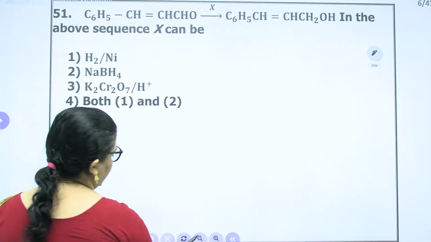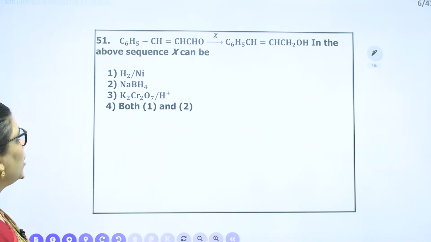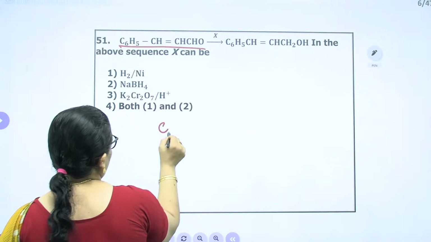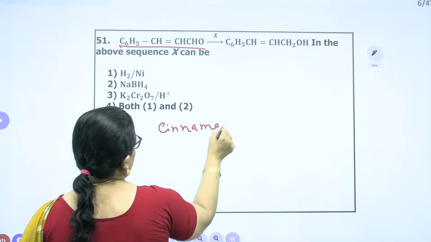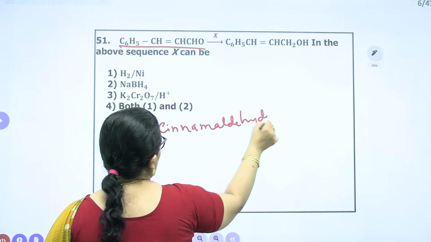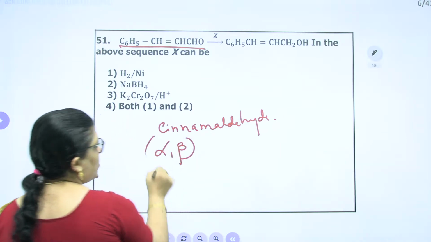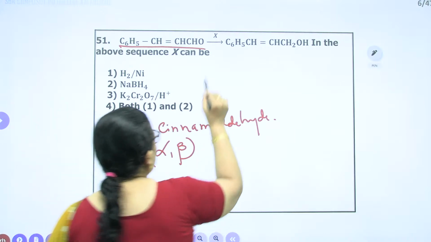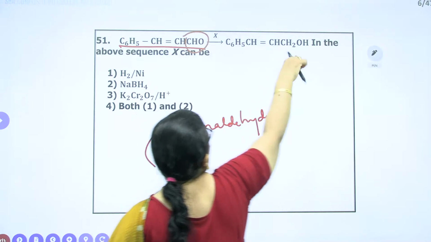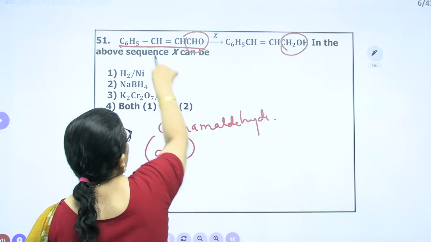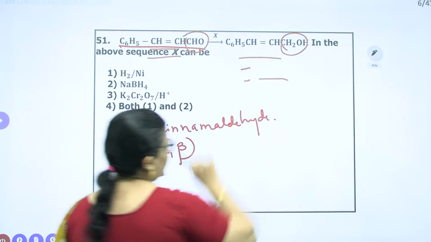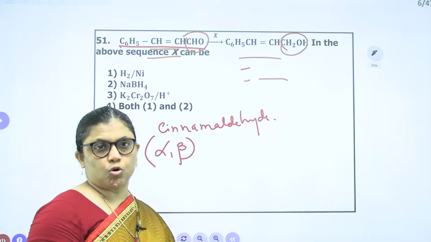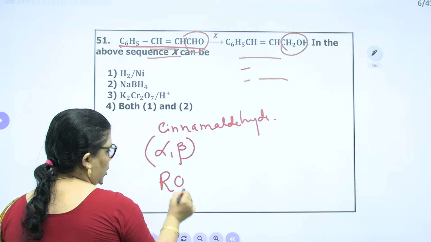Question number 51. What is it? This is cinnamaldehyde, its common name. Cinnamaldehyde is converted into the respective alcohol, where we can observe that only the aldehydic group is converted into alcohol, but the carbon-carbon double bond will remain as it is. Only the aldehyde is converted into alcohol.